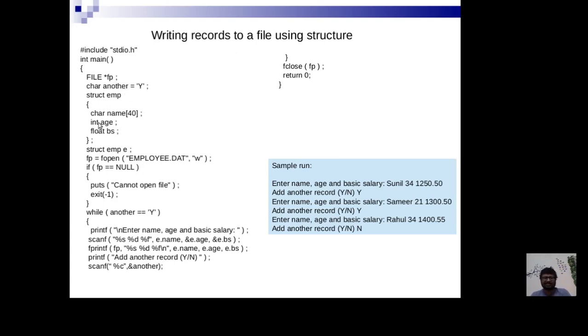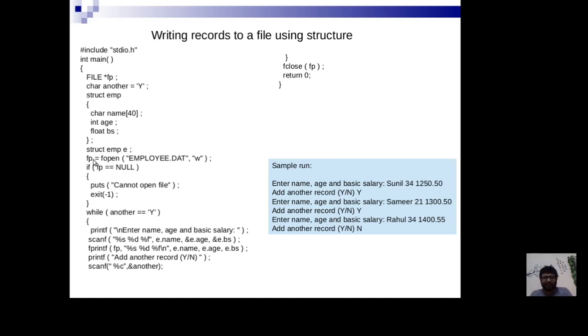Here is a structure defined here, which contains a string name, an integer age, and a floating point variable BS, which stands for basic salary. And we then define a variable E, which is a structure of this type.